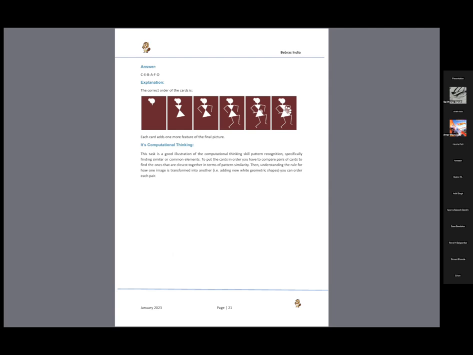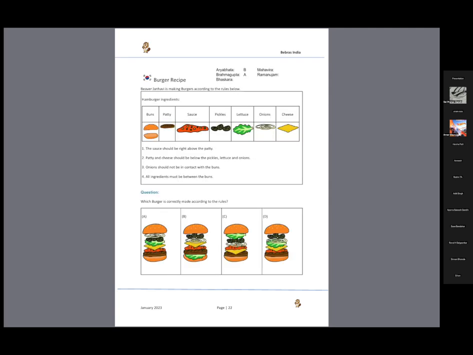Okay. Now let's move on to the next question. A person is making burgers according to the following rules and ingredients. So over here are all the ingredients to be used in the burger, and there are four rules which have to be followed while making the burger. The sauce ingredient should always be right above the patty. So directly above it and nothing between the patty or the sauce.